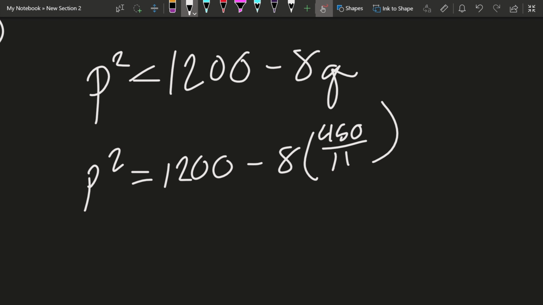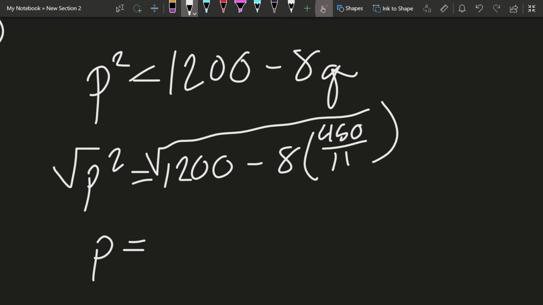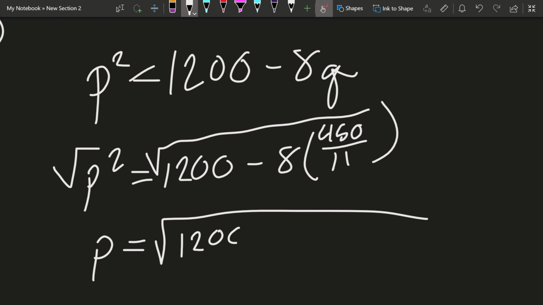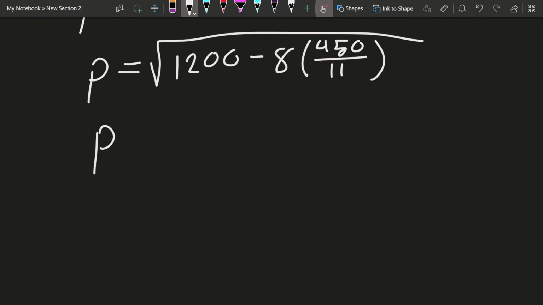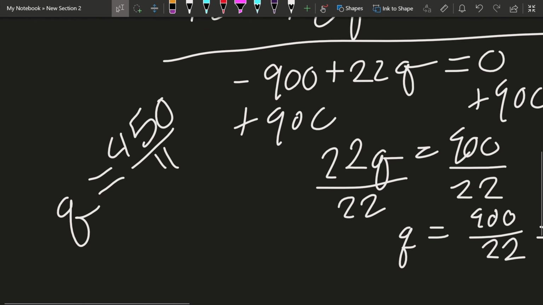Now, here's a bit of a tricky part. To get p by itself, you have to square root it. And what you do to one side, you have to do to the other. So now p is equal to the square root of 1,200 minus 8 multiplied by 450 over 11. Now p is equal to 29.54. Alrighty, so now we have both our p and our q value.